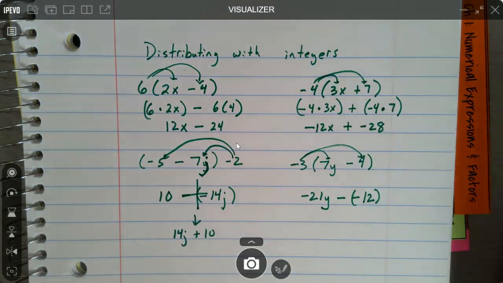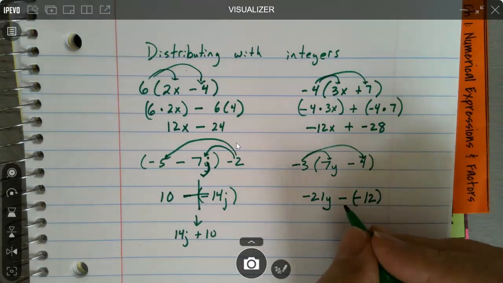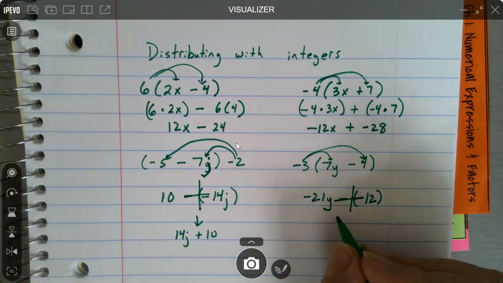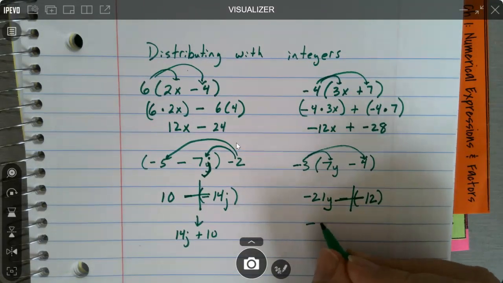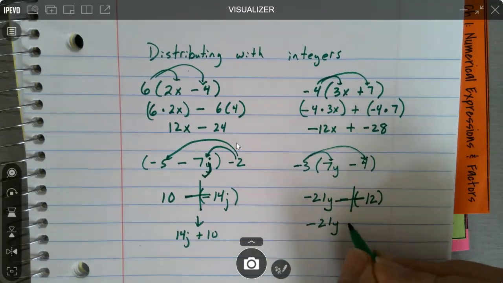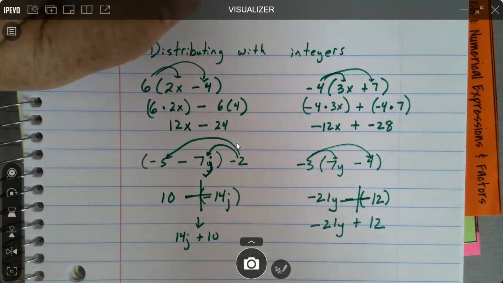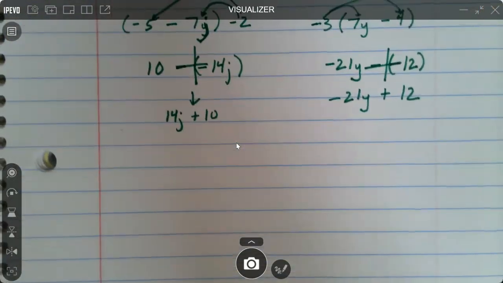Give you a second to take a look at it, see if there's anything we want to consider. Big plus, so negative 21y plus 12. We'll rewrite it just so it looks nice. Nice. Okay. A couple more.